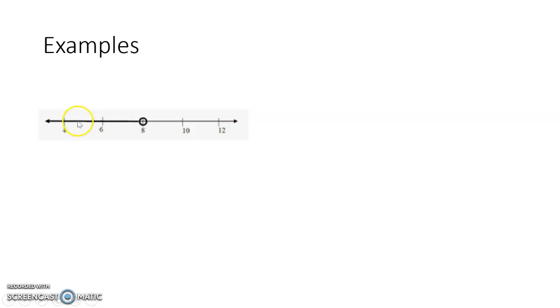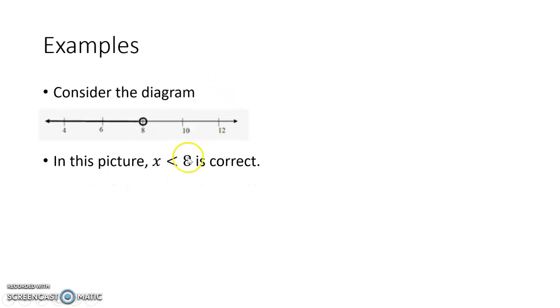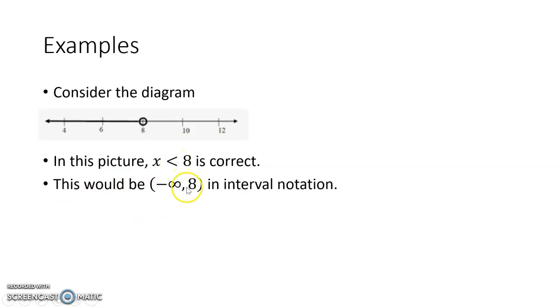A second example, which you may not be able to see too well, but it's shaded to the left, and there's an open circle here on the 8. Alright, so consider the diagram. X less than 8. Few would argue with that. It is in fact x less than 8. Notice it's not underlined.